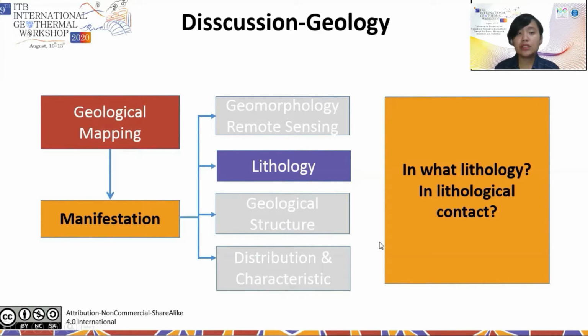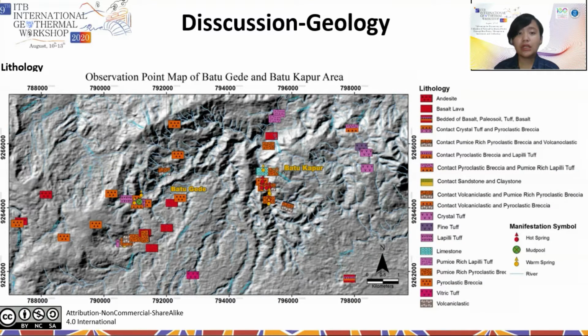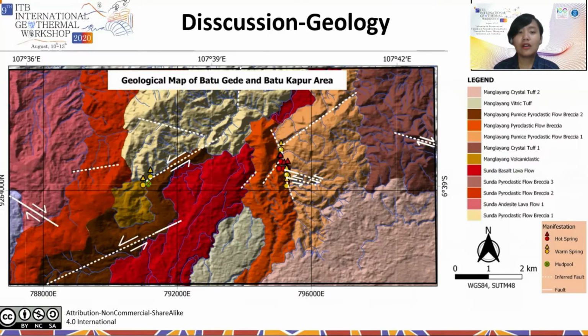In this section, we will discuss the key findings that can significantly affect the occurrence of manifestation at both areas. Based on field mapping, lithology in the research area mostly consists of volcanic rock like andesite, basalt lava, crystal tuff, pumice-rich pyroclastic breccia, vitric tuff, lapilli tuff, volcanic clastic, and sedimentary rock such as claystone, sandstone, and limestone. From this geological map, we can see that these two manifestation clusters are located in the transition environment between volcanic product of Tangkuban Perahu and sedimentary rock, indicated with the presence of volcanic clastic and unmappable limestone.